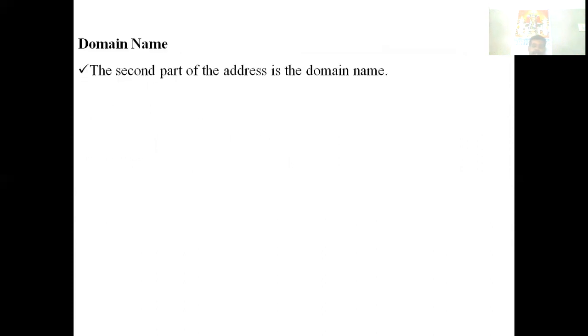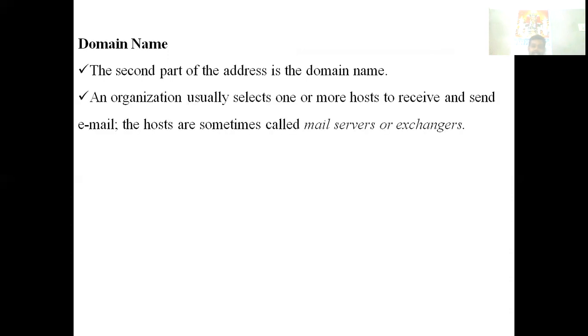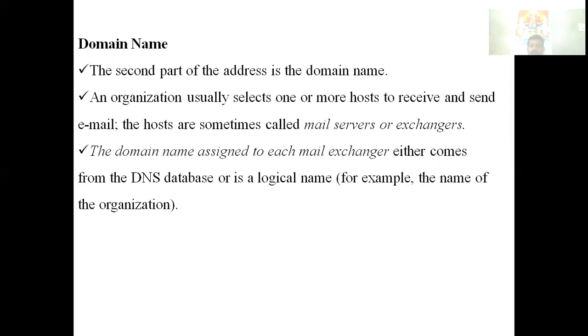Next one is domain name. The second part of the address is a domain name. An organization usually selects one or more hosts to receive and send email. The hosts are sometimes called mail servers or mail exchangers. The domain name assigned to each mail exchanger either comes from DNS, the domain name space database, or is a logical name, that is, the name of an organization.